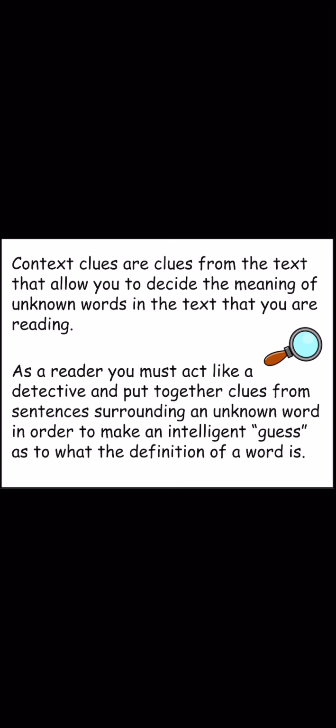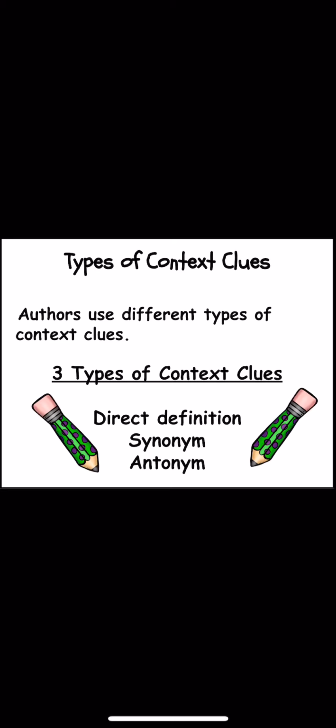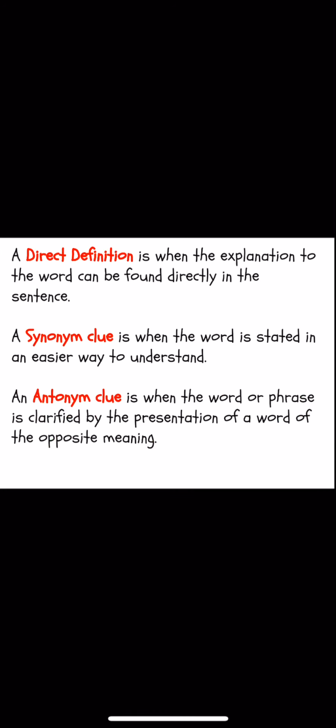As readers, we must act like detectives to put together clues from sentences surrounding an unknown word in order to make an intelligent guess as to what the definition of the word is. While there are 6 different types of context clues, today we are only going to focus on 3: direct definition, synonym, and antonym. Let's look at the 3 types of context clues we are going to be focusing on.